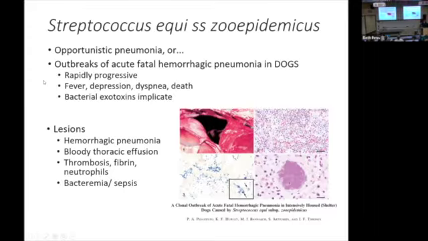So if you have an outbreak that seems to be more rapidly fatal than a lot of other respiratory diseases, most respiratory disease you can kind of sneeze and snuffle along for a while, and it takes a while to progress because you have to go through those stages to develop secondary pneumonia. This is quick. These animals can go quick. So unusually fast and unusually lethal hemorrhagic pneumonia in dogs, think about strep zoo. Bacterial exotoxins produced by strep are implicated in these severe lesions.